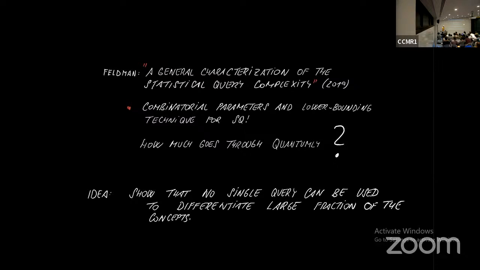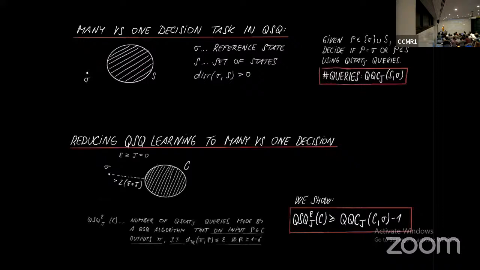By and large, the idea here is a recurring theme in learning theory. We are still aiming to show that no single query that you make to these oracles is going to be able to differentiate large fractions of the concepts that the oracle has. And the way we do this is that we follow the template that Feldman laid out.